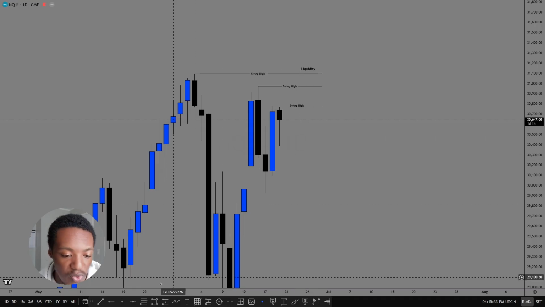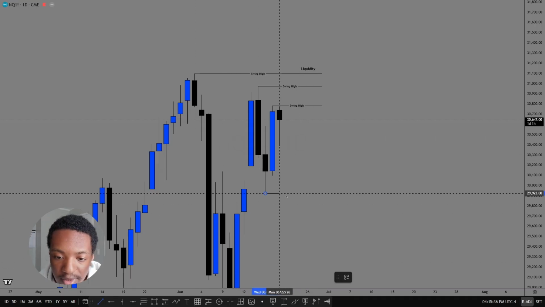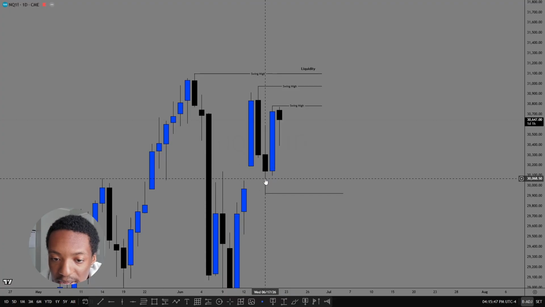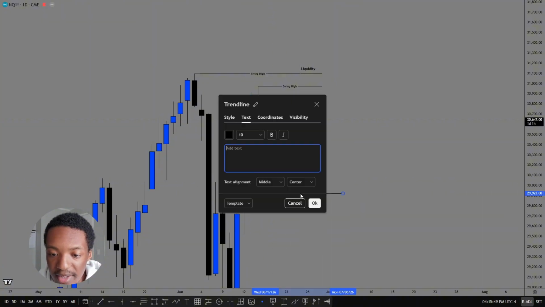Now let's switch to swing lows. What do we have here? Looking at this 3 candle pattern, we have 1, 2, 3, where this candle is the lowest low. Here we have a 1, not lower, 3, not lower. So here we have a swing low.